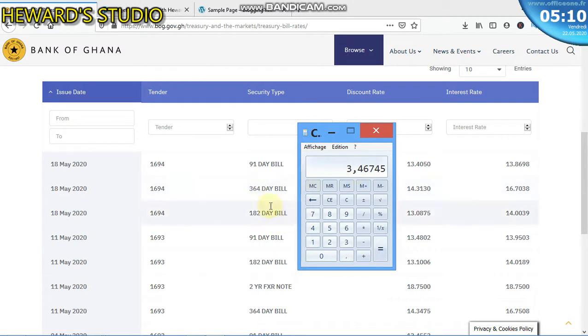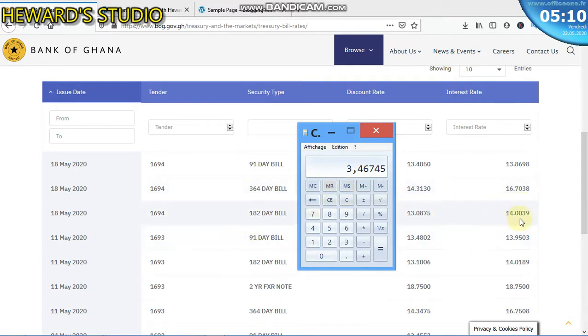Now, I already told you that for the 364-day bill, you don't need to divide or do anything with it. This one is 16.7038, and that is it. You don't do anything with it. You just take it and do your calculation with it.